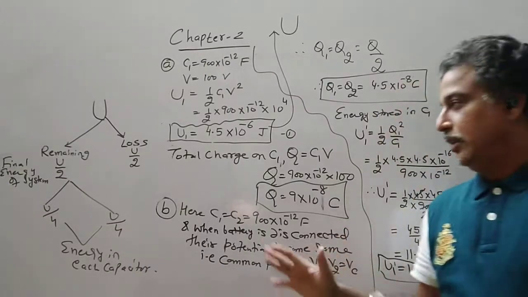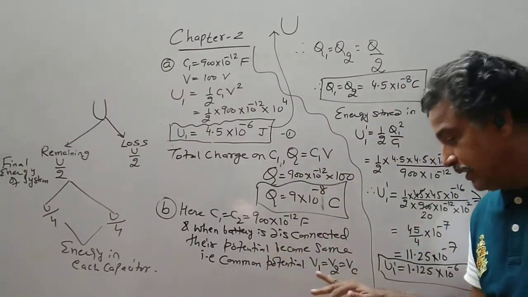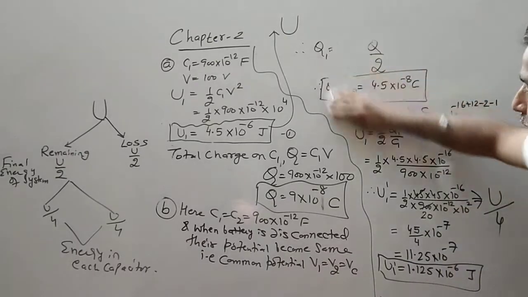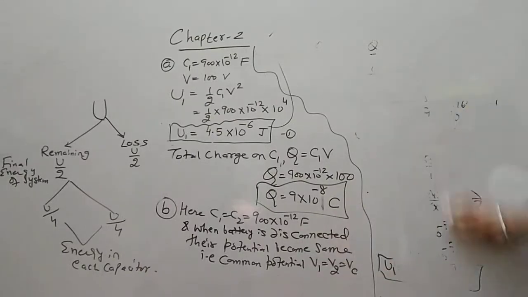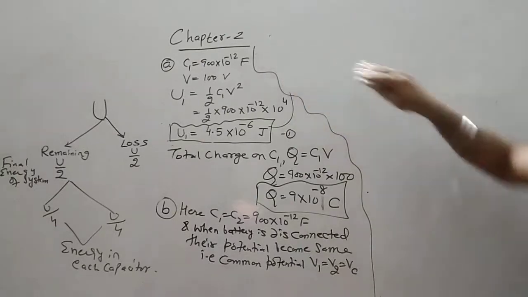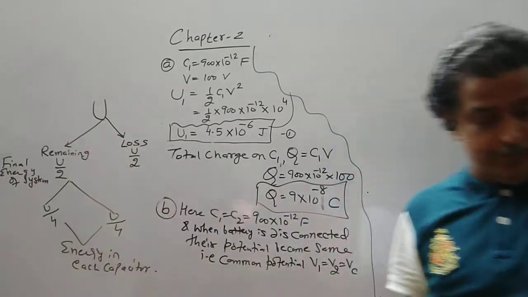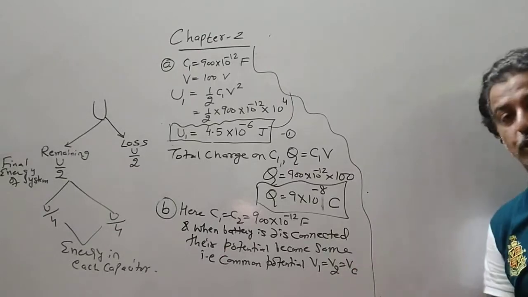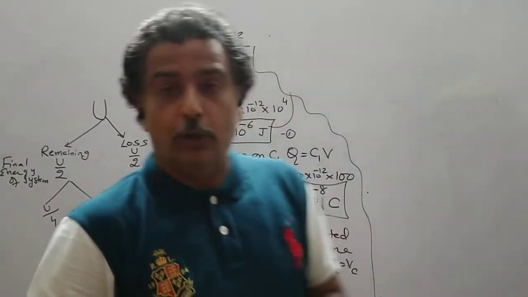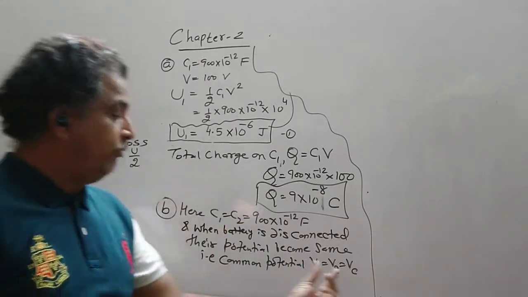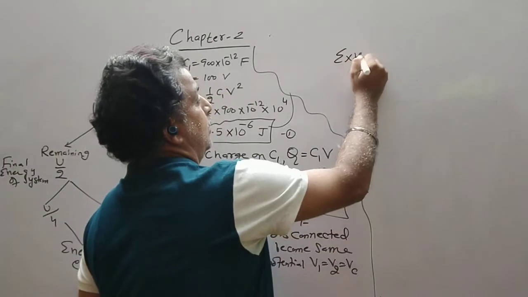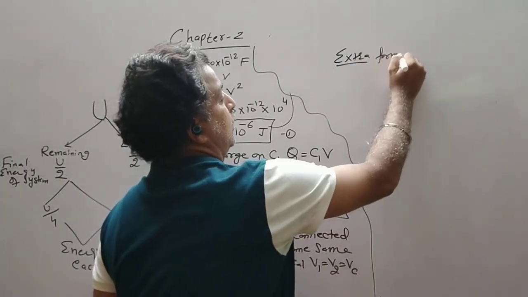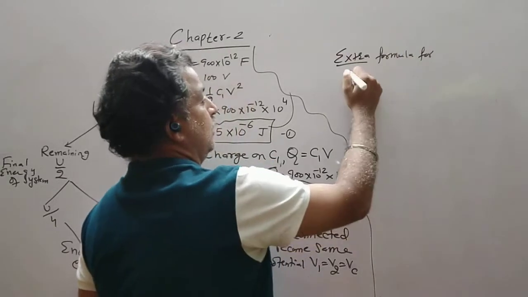Now this method is over. Now let us see the concept of a common potential. Also, in the extra portion, now this numerical is over. Now we will be doing a different method if the two capacitors are different. This is only for identical capacitors. Now let us see the common potential. Before we move to the common potential, let us derive the formula for common potential. So this is an extra formula for common potential.